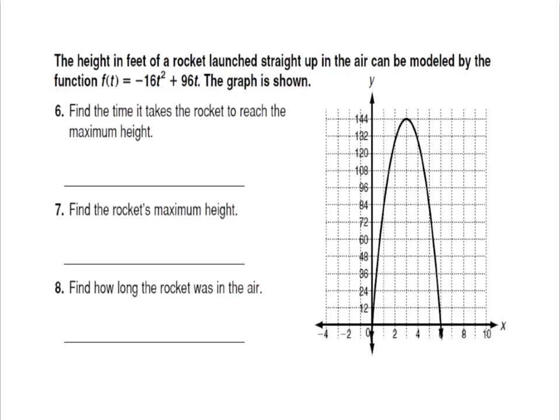Now we have a real-world application. The height in feet of a rocket launched straight up in the air can be modeled by the function f of t equals negative 16t squared plus 96t, and the graph is shown. So question number 6, 7, and 8, they ask you questions about the graph, and what I would like for you to do is I want you to try to figure it out yourself. Just remember that our x-axis in this case represents time, and our y-axis represents height. So then you should be able to answer 6, 7, and 8.